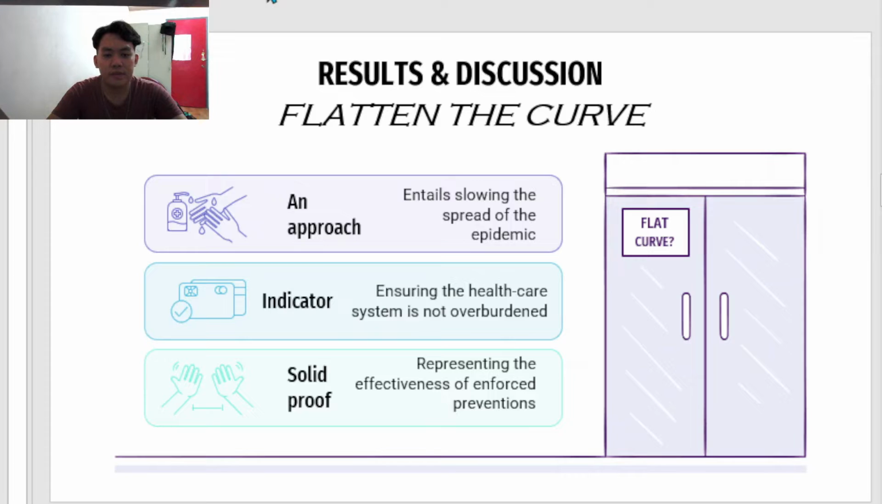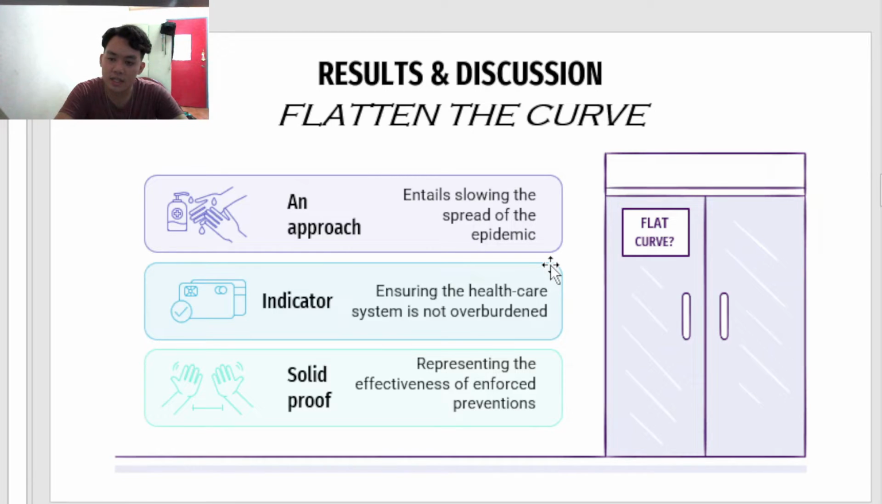The next part of the result and discussion is flatten the curve. This is quite an interesting finding throughout this project. So what is flatten the curve actually? During the early phase of COVID-19, flattening the curve was a public health approach to reduce the spread of the virus. Flattening the curve entails slowing the spread of the epidemic so that the peak number of people in need of care at any given moment is lower than the healthcare system's capacity, so that the healthcare system is not overburdened. This flattening curve can be used as a representation of the effectiveness of the government's countermeasures.